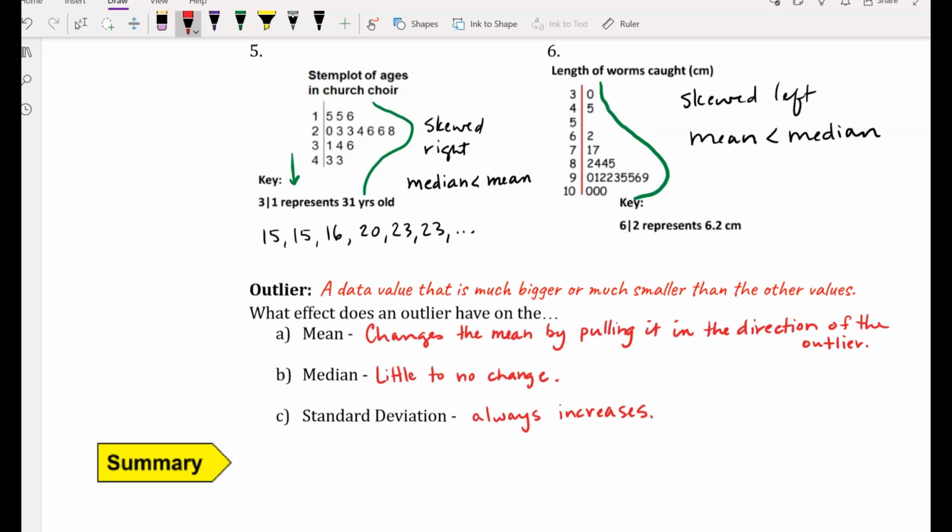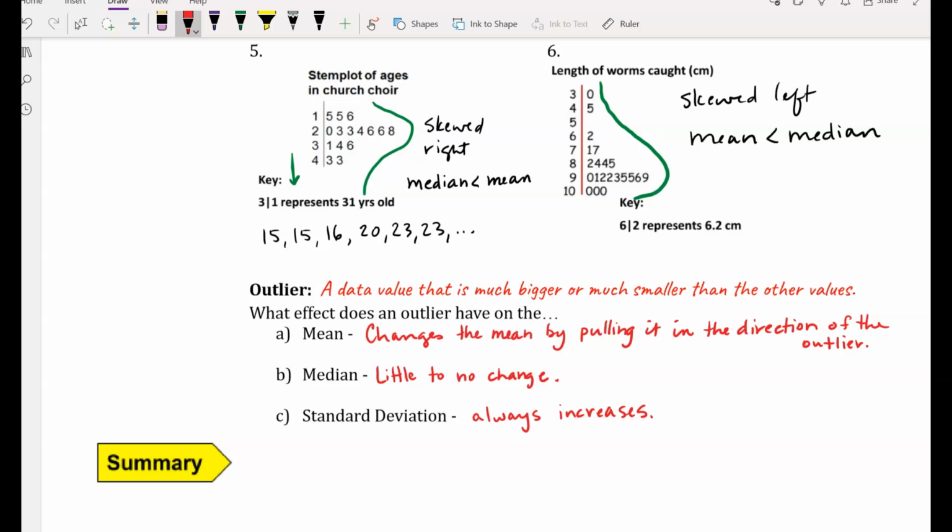An outlier is going to cause the data distribution to be skewed to the right or to the left, and we know that that skew changes the mean. It pulls it in the direction of the outlier. So the mean will change if there's an outlier, and it will be pulled in the direction of that outlier.